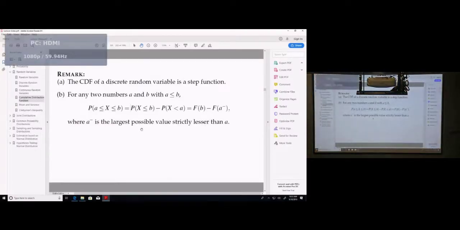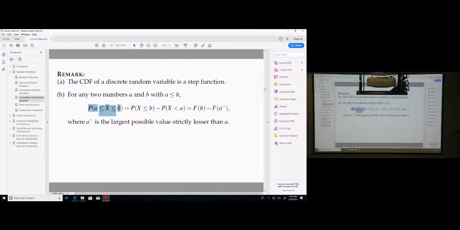Now this is where the notation comes in. For any 2 numbers a and b, with a less than or equal to b, you have to watch out for this. You have to spend a little bit of time on it, because here the first inequality is less than or equal to, meaning that you include a as well. And here it is less than or equal to b, inclusive of b. You have to pay extra attention when it is discrete; when it is continuous, it doesn't really matter.